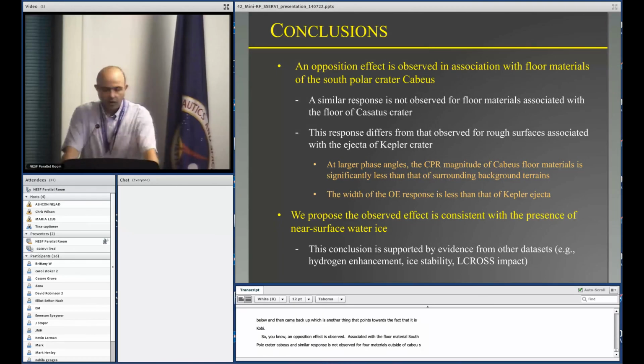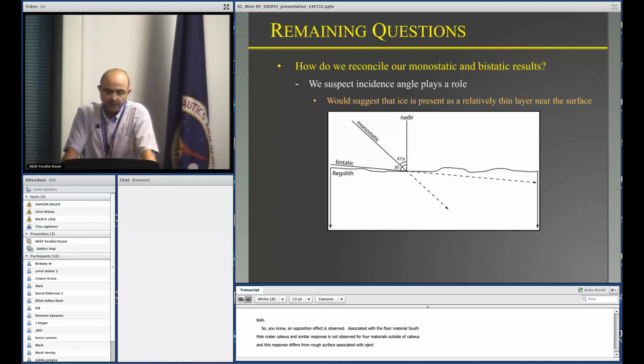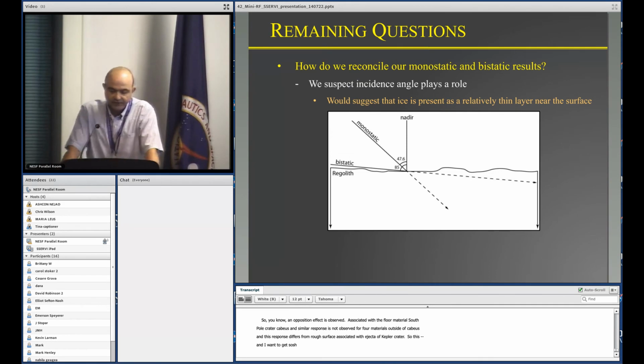So, an opposition effect is observed associated with the floor materials of South Pole crater Cabeus. A similar response is not observed for floor materials outside of Cabeus. This response differs from that observed for rough surfaces associated with the ejecta of Kepler crater.